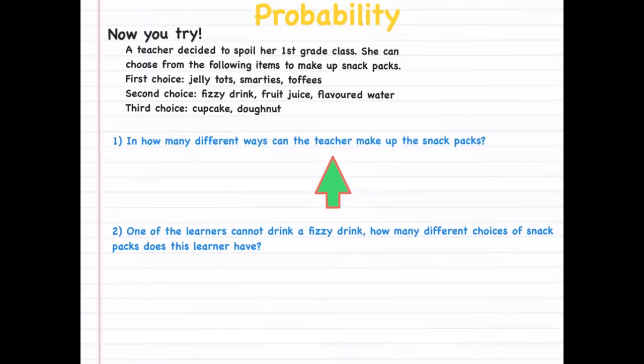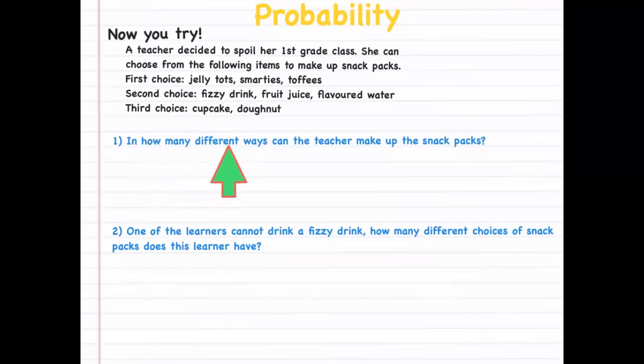Okay, so now my turn. So if you are not done yet, keep this video paused, and once you are done, resume the video to see if you are correct. A teacher decided to spoil her first grade class. She can choose from the following items to make up a snack pack. Okay, so her first choice is jelly tots, Smarties, and toffees. So she's got for her first choice 3 different options. Her second choice is a fizzy drink, fruit juice, or flavored water. Okay, so that is 3 different options for her second choice. Her third choice is a cupcake and a donut. Okay, so 2 options for the third choice.